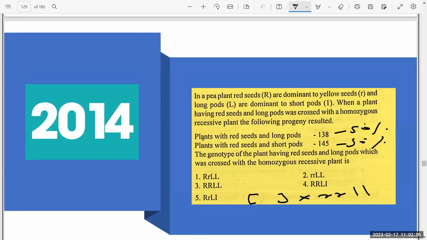Red seed and long pod 130, red seed and short pod 145. Then both have red seed, so it should be a capital R, and long and short, small l. Yes, the fourth one is correct. Because both are red, RR, and the other one has both long and short, so it could be heterozygous. 2014.